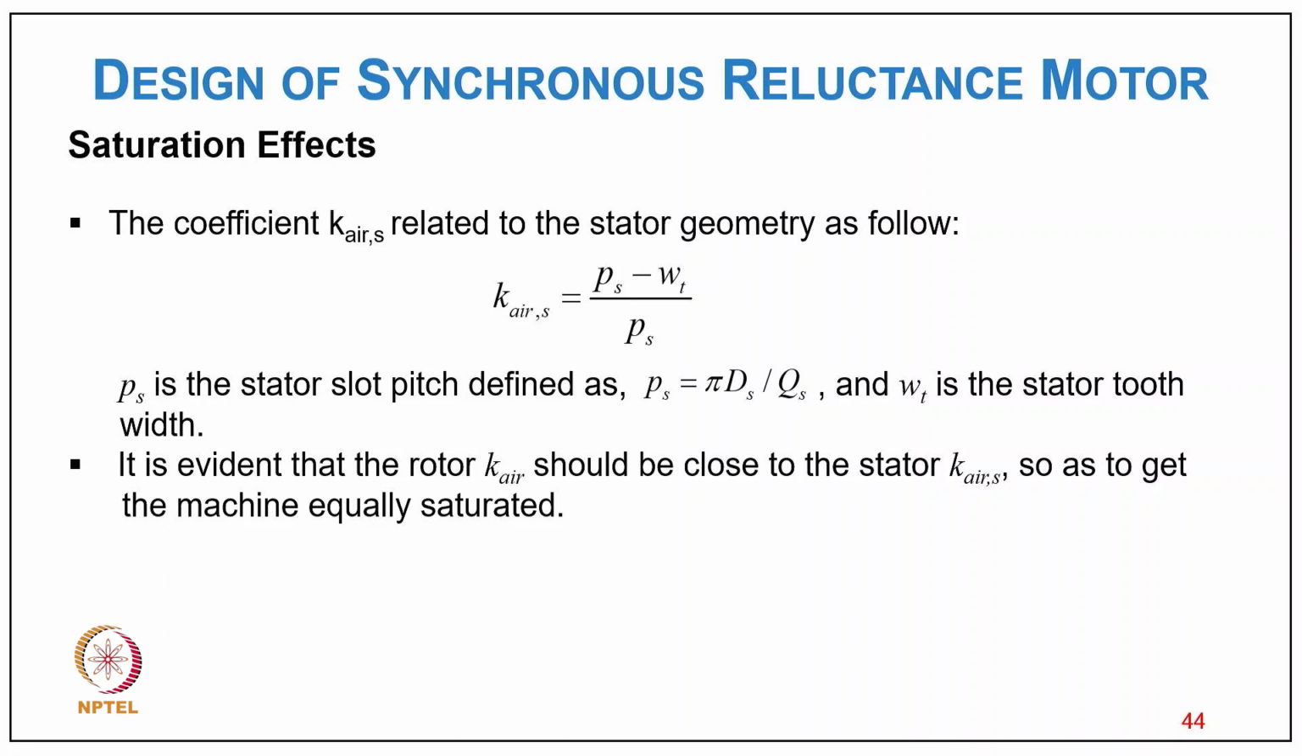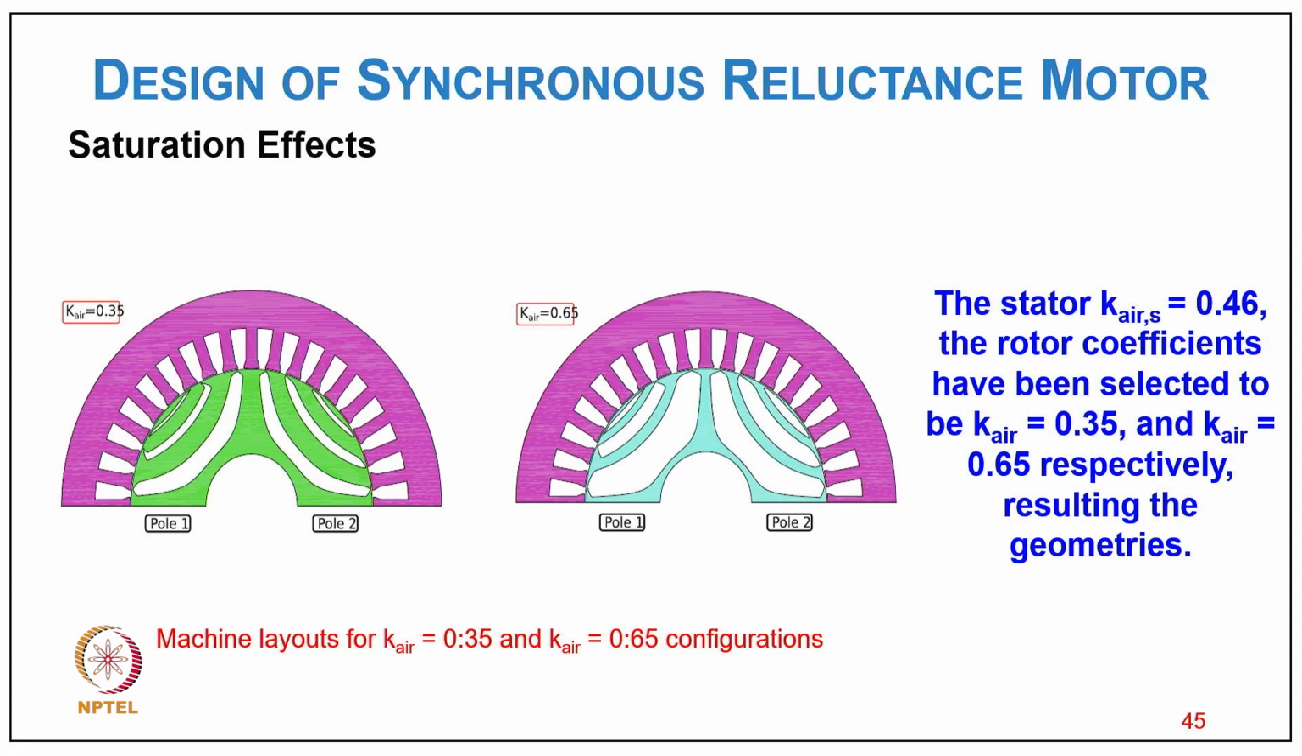Wt is the stator tooth width, and it is evident that the rotor Kr should be close to the stator Krs so as to get the machine equally saturated. So you can clearly see with the machine layout Kr equal to 0.35, or with the ratio Kr equal to 0.65 configuration. So with stator Krs equal to 0.46, the rotor coefficient has to be selected to Kr equal to 0.35 and typical Kr equal to 0.65 respectively, resulting in the two typical geometries.